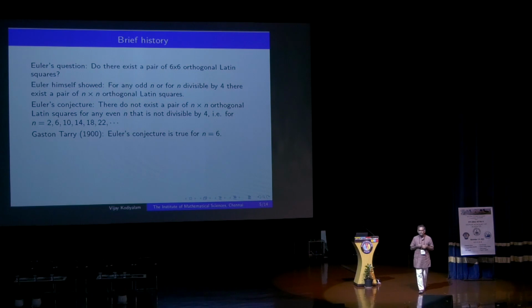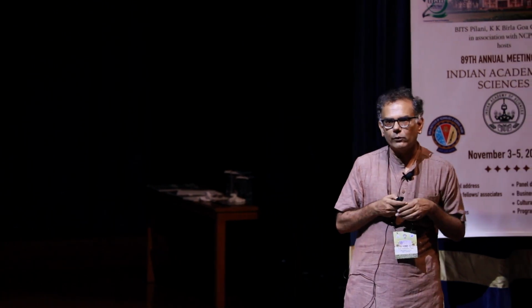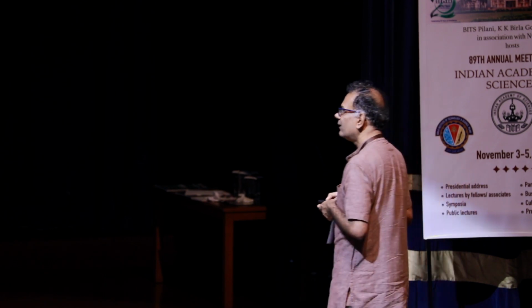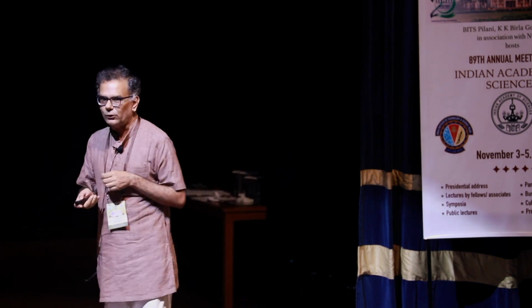So in 1900, so that's a good 120 years after the problem was posed, a French amateur mathematician, a French civil servant, Gaston Tarry, showed that Euler's conjecture is true for n equal to 6. That means you cannot find a pair of orthogonal Latin squares of size 6. And this involved quite horrendous computations running into thousands of cases, but he did it, and this is considered to be the first proper proof that Euler's conjecture is true for n equal to 6.